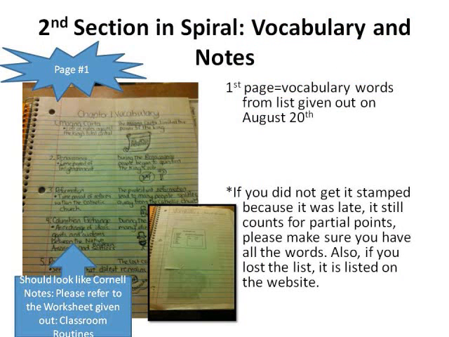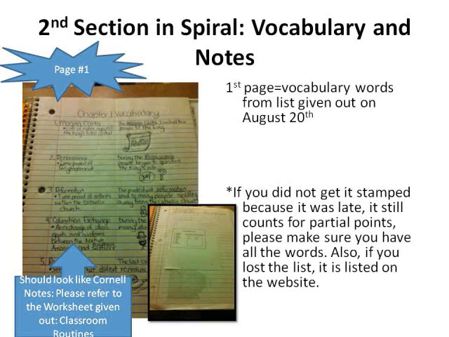Before I move on into the section that you see before you, I forgot to mention one thing about your warm-ups. If you missed a warm-up because you were absent, please refer to the website for specific instructions as to what to do for the days that you were absent. I'll try to post the questions online. Otherwise, please ask a friend for the questions.